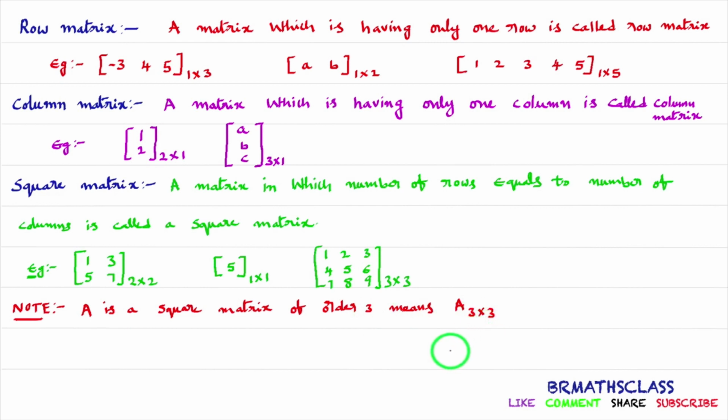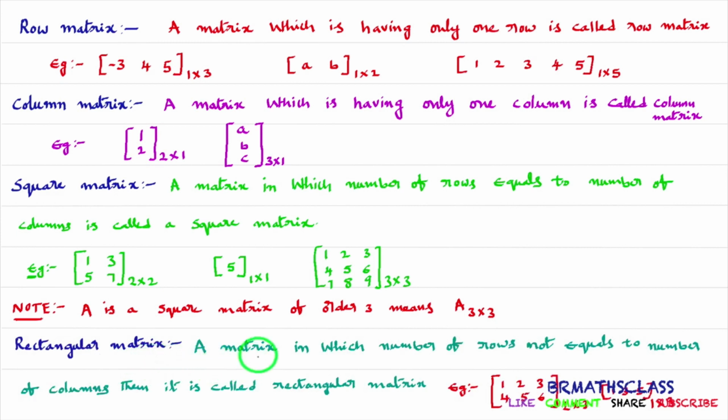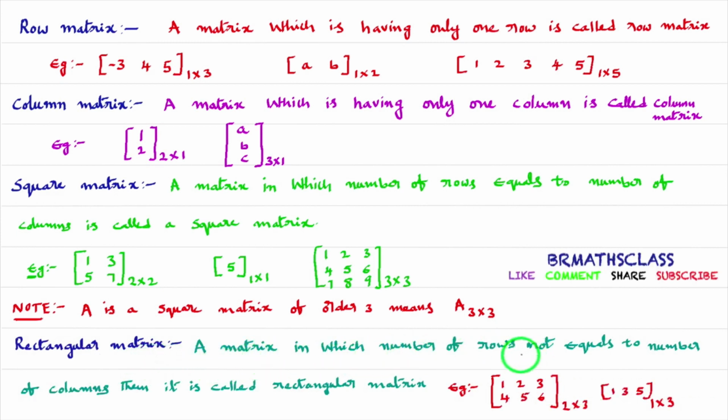Now we will try to understand what is rectangular matrix. A matrix in which number of rows not equal to number of columns, then it is called a rectangular matrix. You observe this example. This is the matrix of order 2 by 3. In this, 2 rows are there and 3 columns are present. Is number of rows the same as number of columns? No. So, this is the example for rectangular matrix.